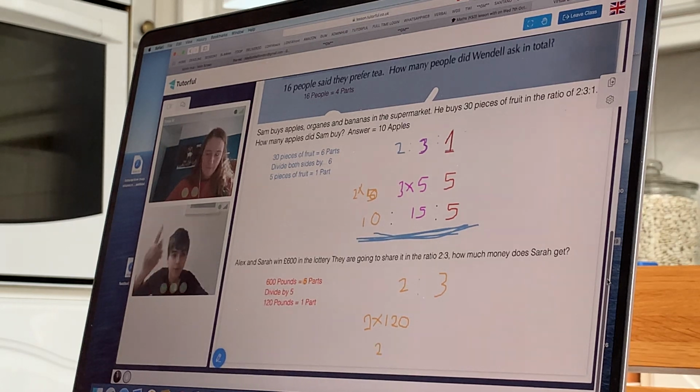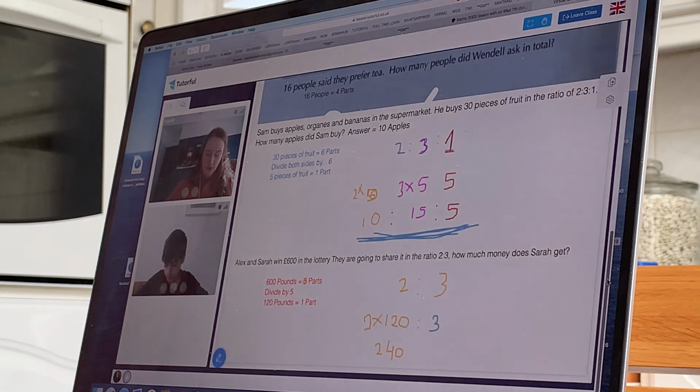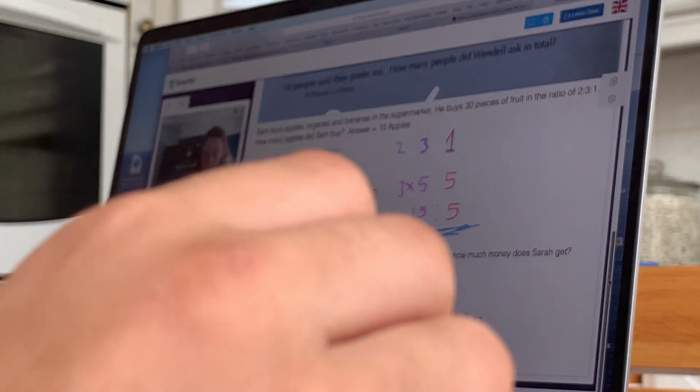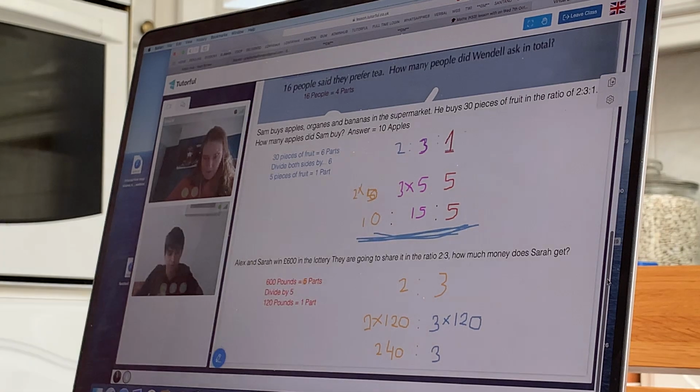So next, we could subtract 240 from 600. Yeah, you could definitely do that. Or you could do what we did for Alex and do 3 times 120, because 1 part is 120. 3 times 120 is 360. Yes, that's what I've got as well. 360. Excellent.